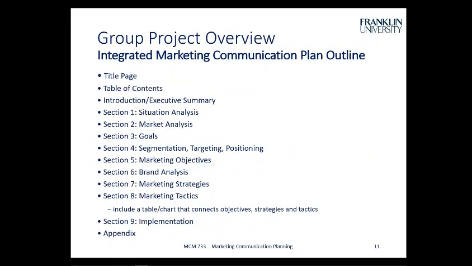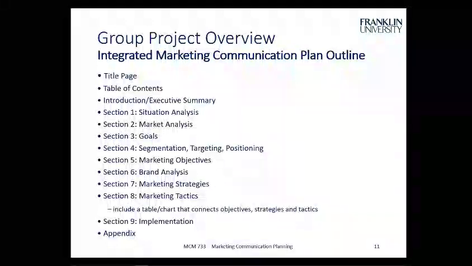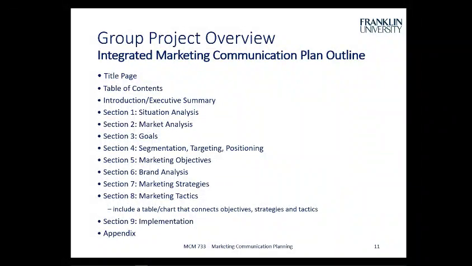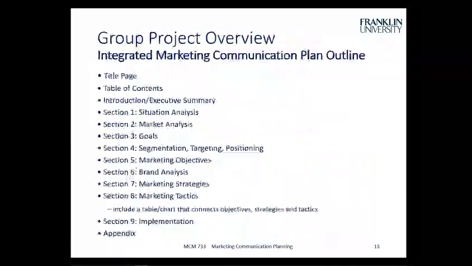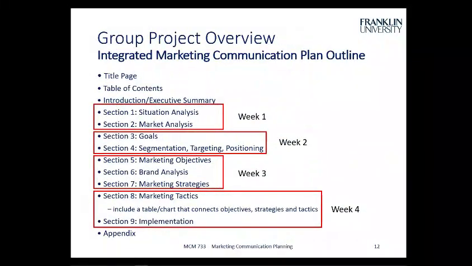So I want to show you what the integrated marketing communication plan looks like. This is the basic outline. There are 9 sections plus an executive summary. And how it comes together is like this. And you see how it works.